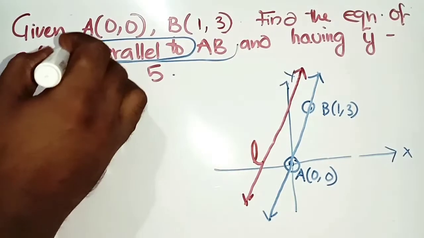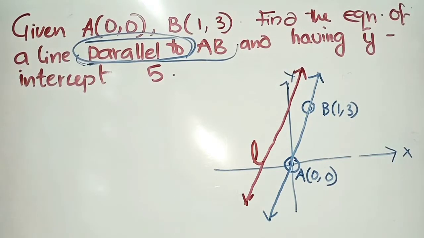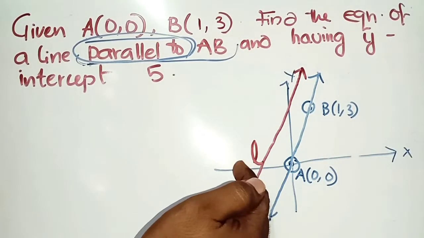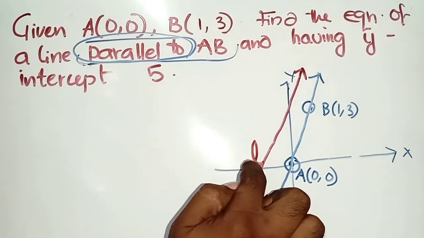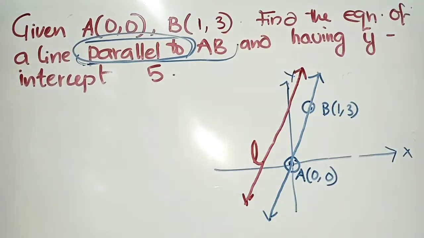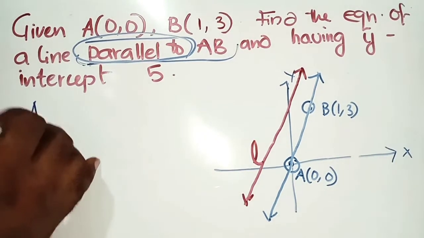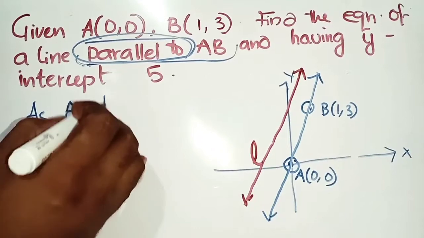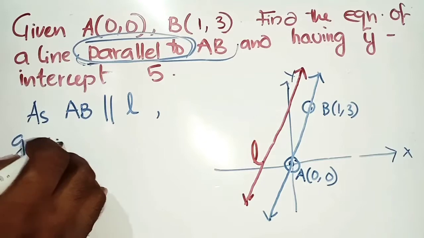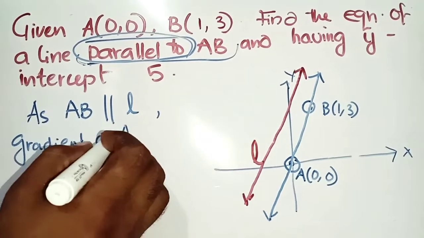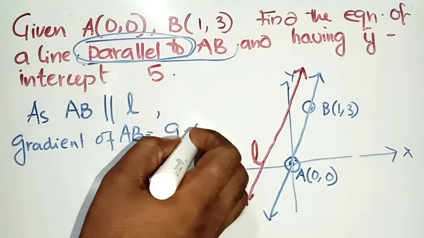The concept is parallel. We have learned if two lines are parallel, then their slopes or gradients are equal. So as the lines AB and L are parallel, the gradient of AB is equal to the gradient of L. Isn't it? As AB is parallel to L, the gradient of AB is the same as the gradient of L.